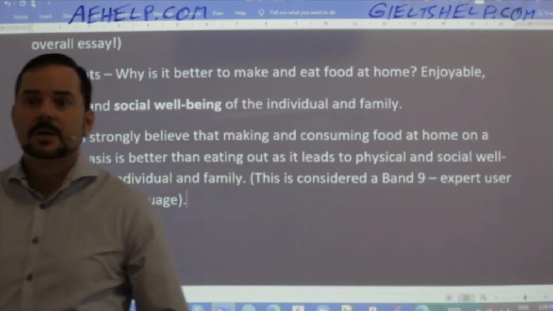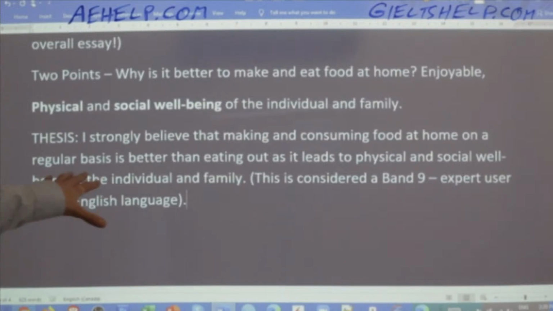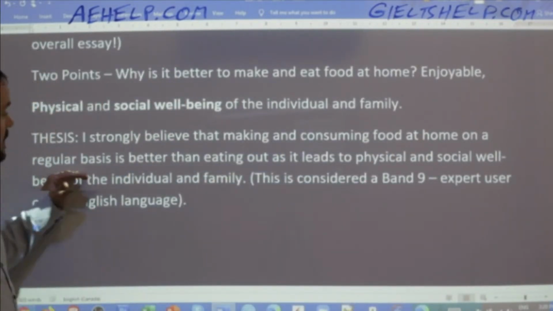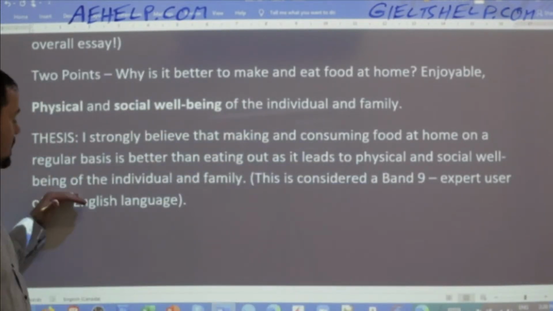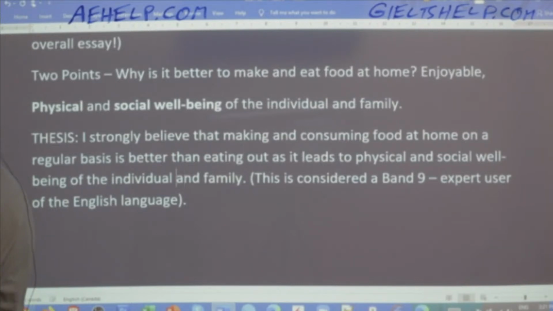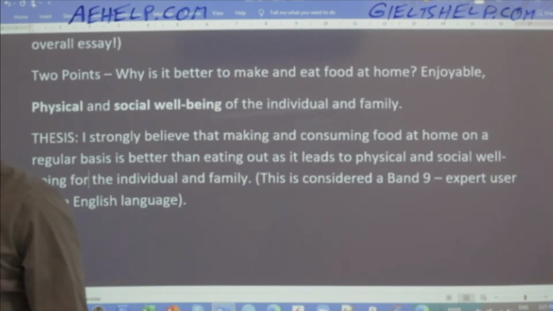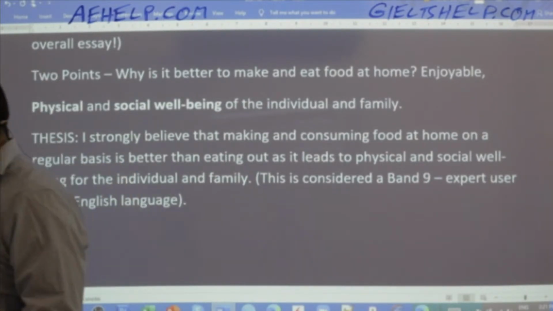Okay, so does that make sense? Everybody's got it? Okay, so again, read through it. I strongly believe that making and consuming food at home on a regular basis is better than eating out, as it leads to physical and social well-being for the individual and family.